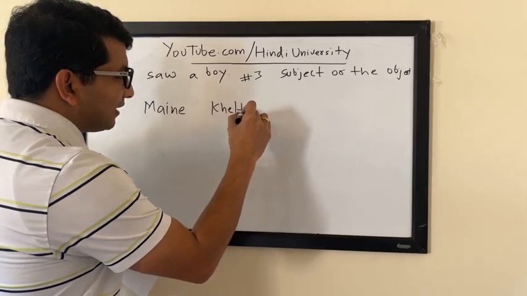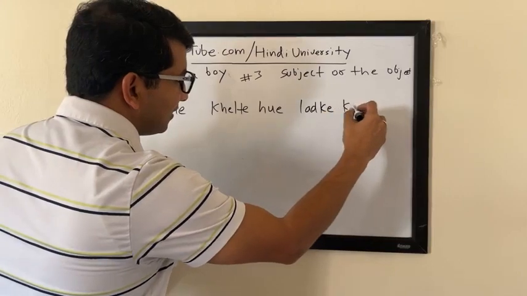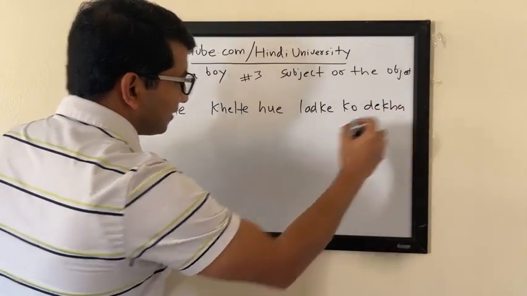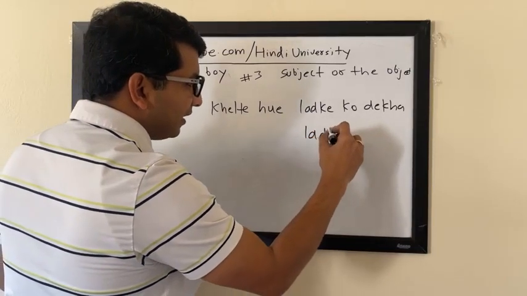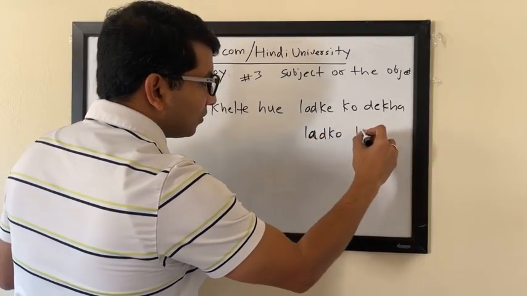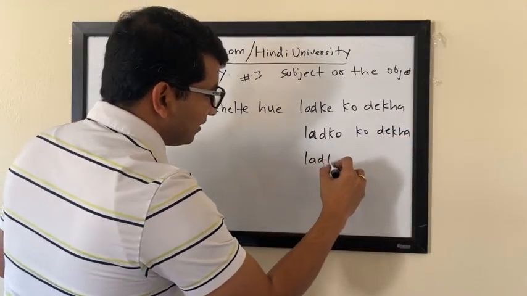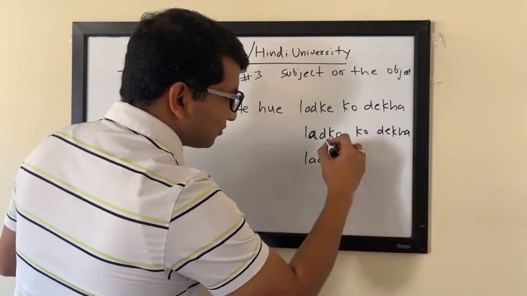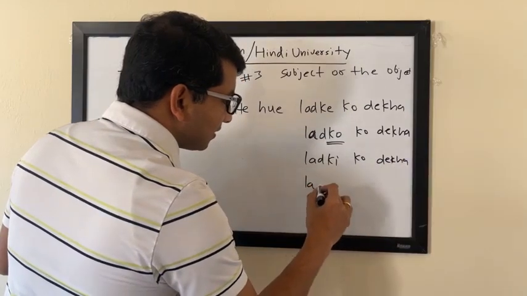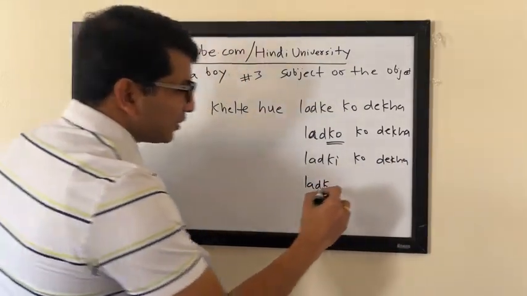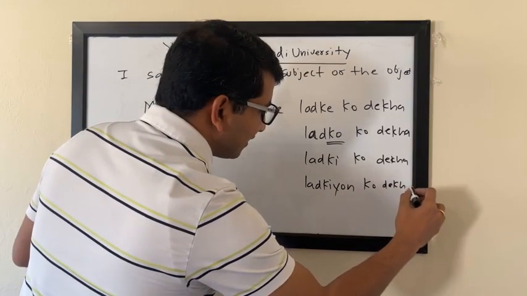So let's write all of these down. मैंने खेलते हुए लड़के को देखा, which means I saw the boy while he was playing. Yeah, that's right. So now the next one is खेलते हुए लड़कों को. That means many boys were playing. While they were playing, I saw them. मैंने खेलते हुए लड़कियों को देखा. But for लड़की, will it be खेलती हुई or खेलते हुए still? So let's write it down and then we'll say लड़कियों को देखा.